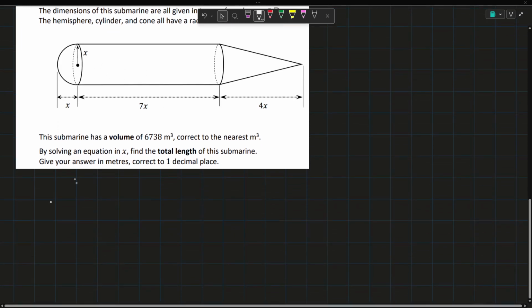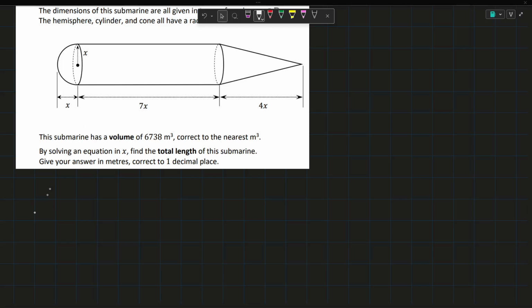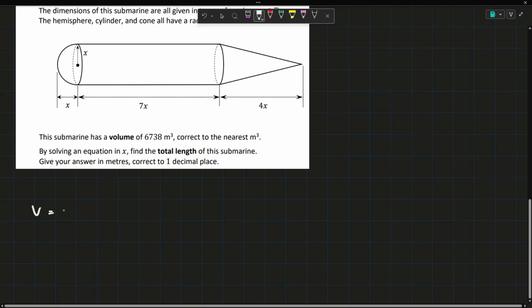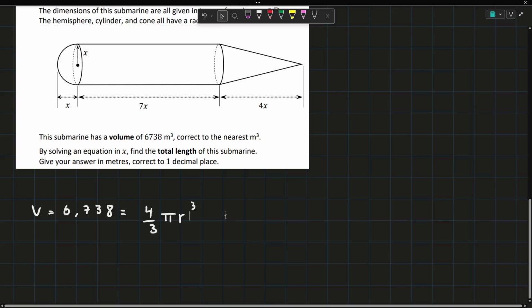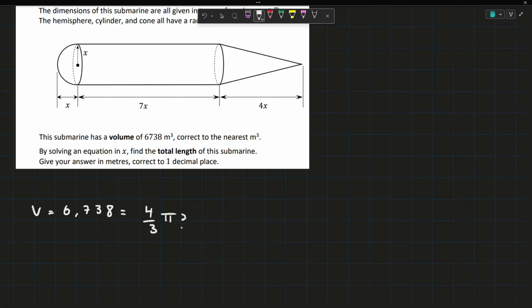So the first shape is a hemisphere. The volume of a sphere normally is, well, first of all, I'm just going to say the total volume is 6,738. That's going to be equal to the volume of a sphere, so it's 4/3 pi r cubed. You can check that in the tables book. The radius is going to be x, as you can see. So we can say 4/3 pi x cubed, but obviously it's a hemisphere, so we're going to multiply that by half. Then we add to that the volume of a cylinder, which is pi r squared h, so we'll have pi, and the radius is x again, so x squared, and then the height, you can see it's 7x there.